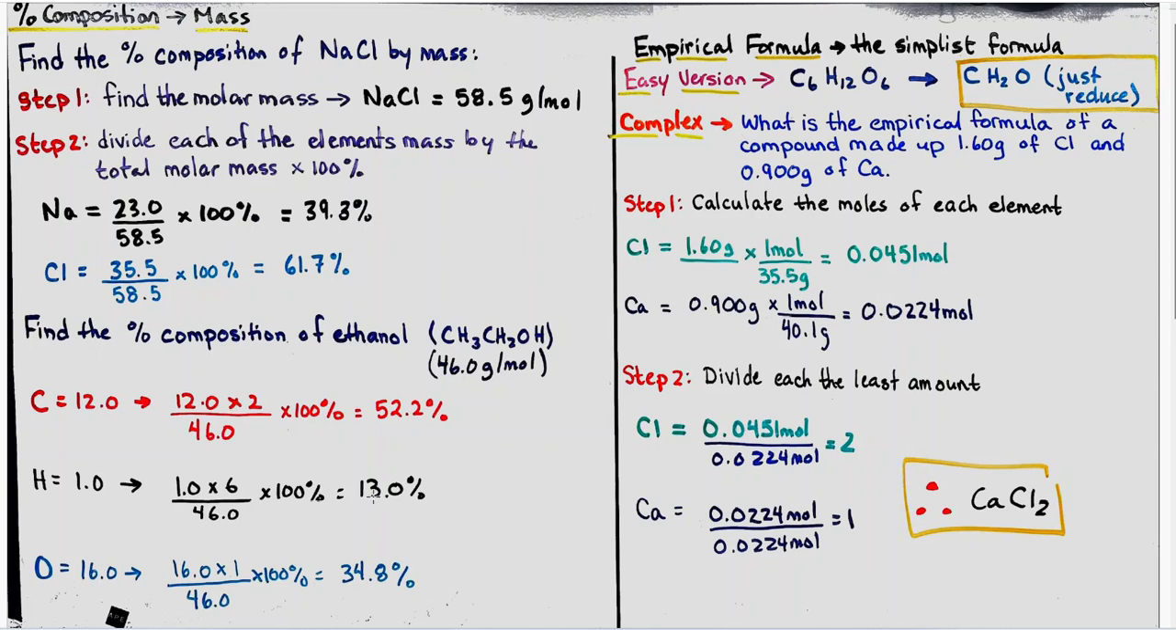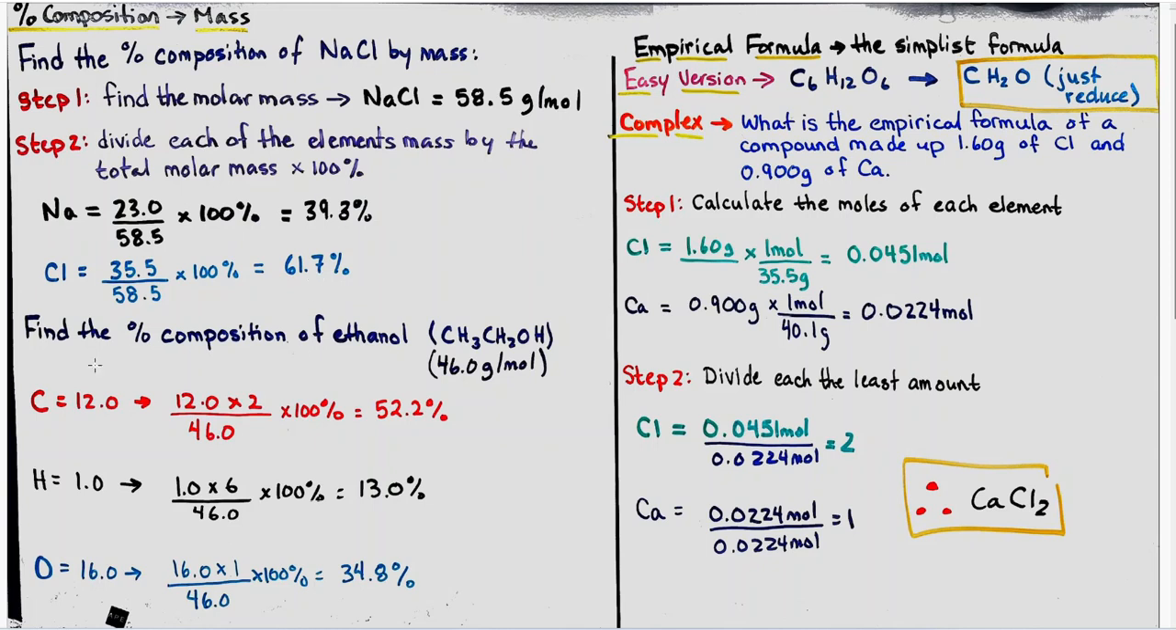So first thing we're going to do is figure out the molar mass of sodium chloride. Here we have it as 58.5. And then we need to divide the molar mass of each of the elements by the total molar mass. So sodium's 23 divided by 58.5, times 100%, I get 39.3. For chlorine, 35.5, which is the molar mass, divided by the total, 58.5, times 100%, and I get 61.7.